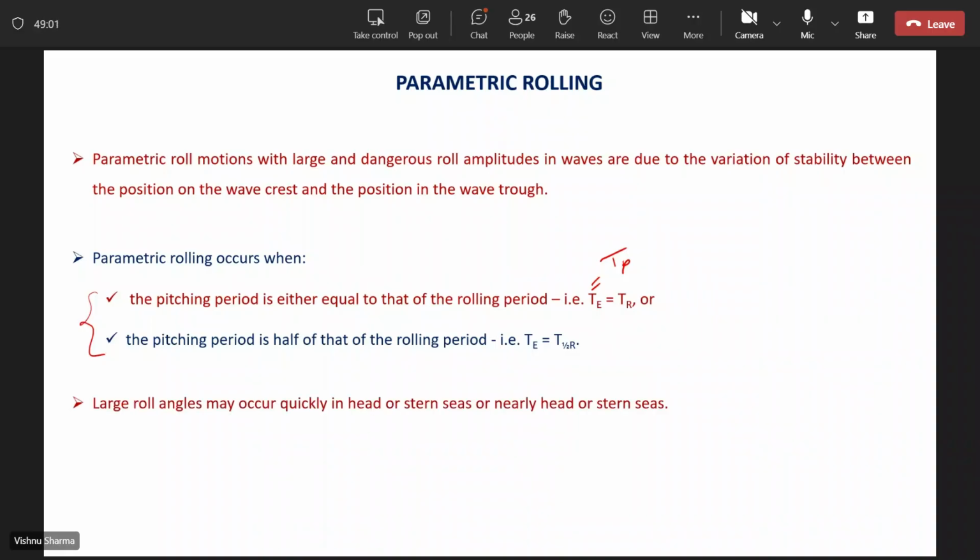Large roll angles may occur quickly in head or stern seas or nearly head or stern seas. The roll angle may increase from a few degrees to over 30 degrees only in few cycles. It does not give you much time. Guys, resonant rolling is not that dangerous as parametric rolling, because this is very random rolling. Parametric rolling is very, very random rolling.